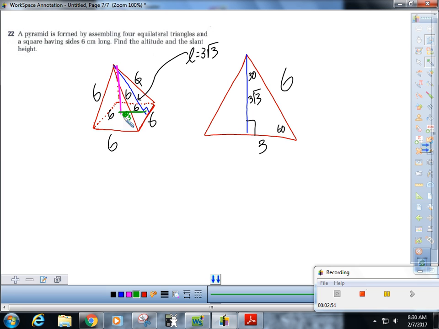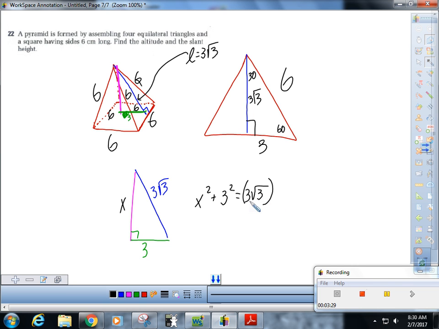So if I redrew this picture without so much in the way, you got a right angle here with a 3. You got our slant height is now the hypotenuse, and that's 3 radical 3. And this is what we're looking for. So this is just a straight up Pythag problem. So x squared plus 3 squared equals 3 radical 3 squared.